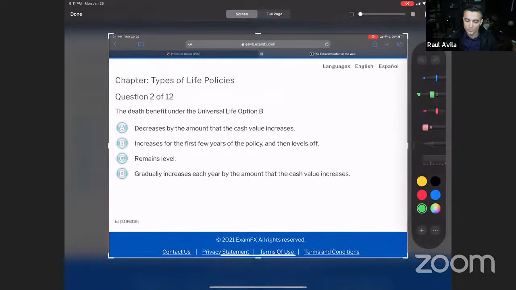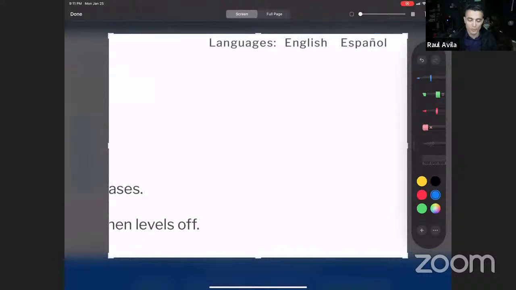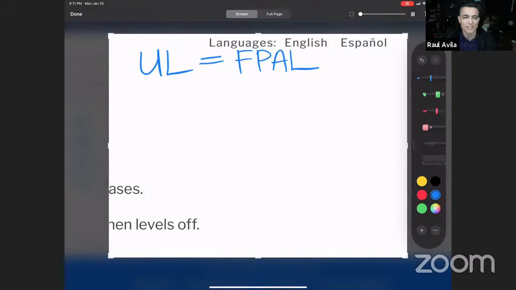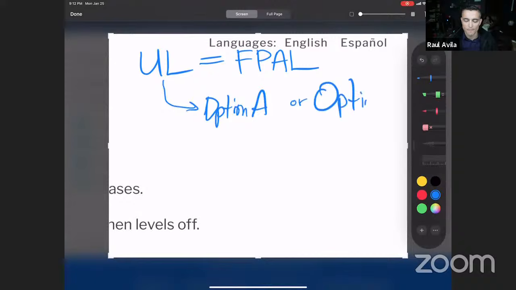So here we go. One thing you need to know about universal life policies, which are also known as flexible premium adjustable life. Raul, why are you telling me this? We're talking about option A and option B. Well, you gotta know that universal life is the only one that gives you options, option A or option B. But while we're at it, I want you to know that universal life is the same thing as flexible premium adjustable life.